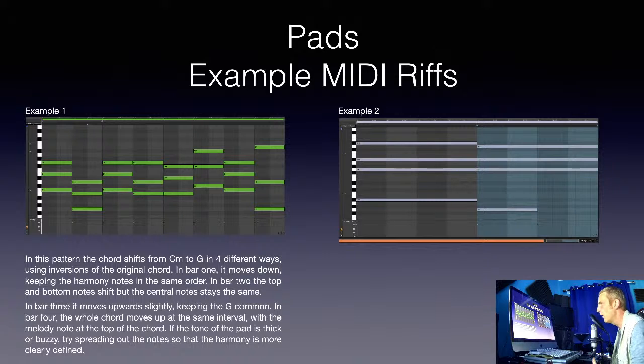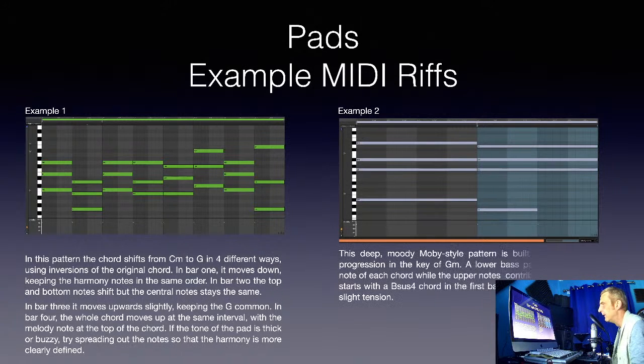So the second one is the classic Moby riff. This deep, moody Moby style pattern is built around a chord progression in the key of G minor. A lower bass part plays the root note of each chord while the upper notes contribute the harmonics. It starts with a B sus4 chord in the first bar, which gives a feeling of slight tension. And again, in their example, they actually programmed this over 1 bar and not 2 bars. So there was a slight mismatch there in the actual printing of the MIDI.